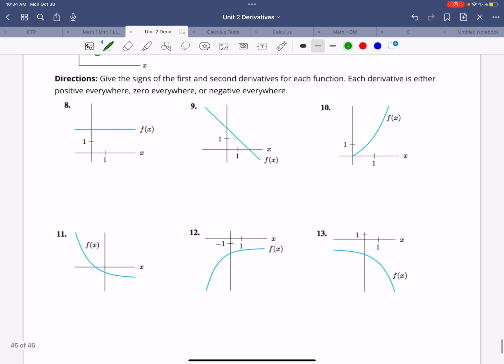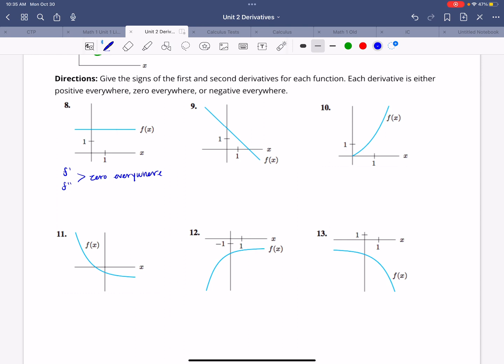The next set of questions asks us to interpret the first and the second derivative given f. So I have the option of choosing positive everywhere, 0 everywhere, or negative everywhere. Looking at number 8, because my graph is a constant, the change of that constant would be 0. So both the first and the second derivatives are going to be 0 everywhere because there is no change.